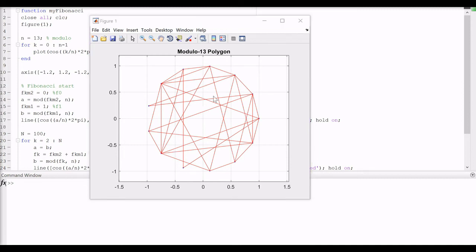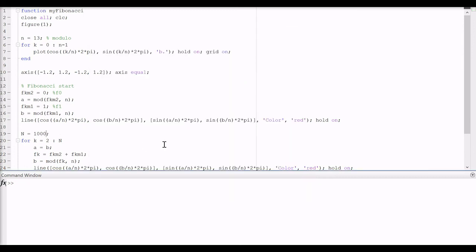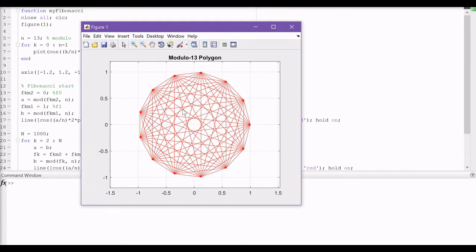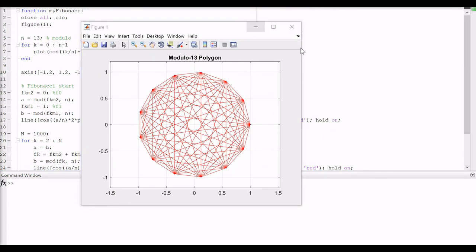Now remember, this might not be the modulo polygon because notice I'm only going up to 100. If this is not the modulo polygon, that implies that the Pisano period is larger than 100. So what we can do is just increase the number of iterations up to 1000 to see if that changes anything. Aha! Now we have this picture. And one can probably argue that yes, this picture is actually quite beautiful, right?